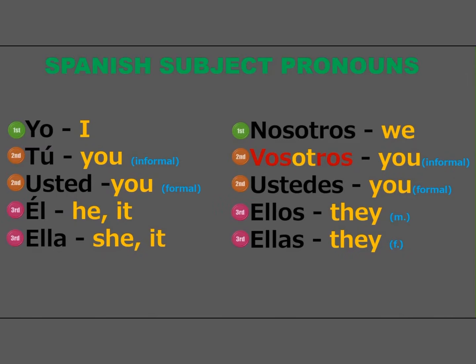Now I want to leave you with one more tip. If it becomes confusing about which subject pronoun means you, since there are 4 of them, I have a strategy for that. It's called the UVU strategy. Here's why. Each subject pronoun that contains the letter U or the letter V translates into English as you. That's the UVU strategy.